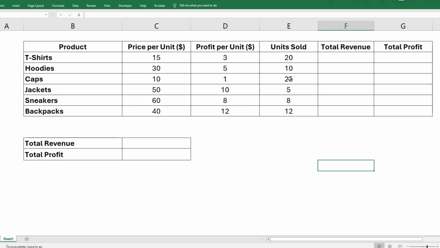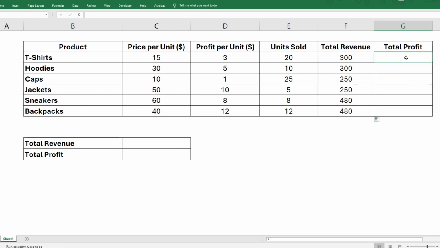For example, if we have a scenario like this, where we have a set of products with the price per unit, profit per unit, and units sold, and we have to find out the total revenue as well as the total profit for all of this, the normal way would be to first find out the individual revenue for each item, which can be found by taking the price per unit and the units sold and then dragging it all the way down.